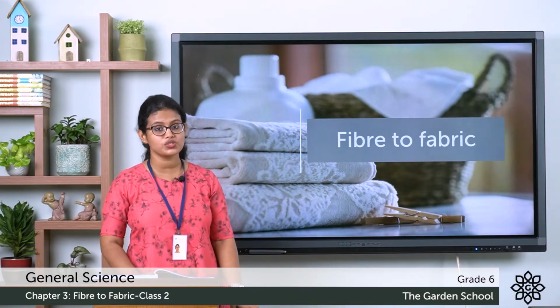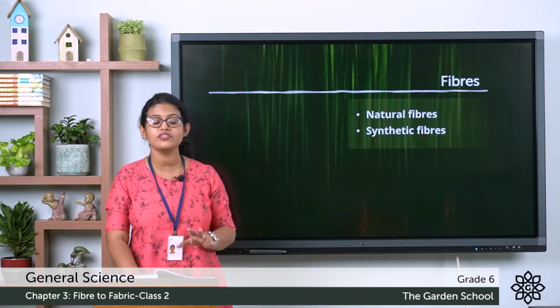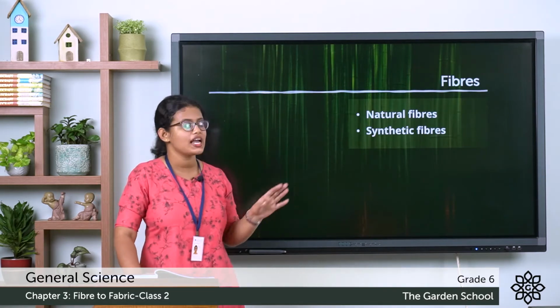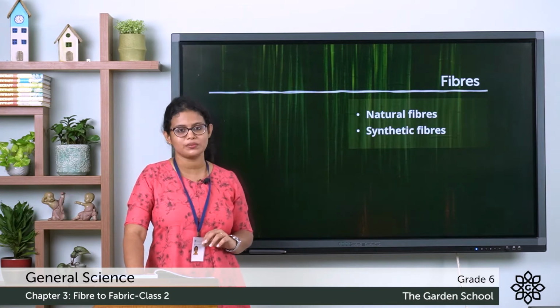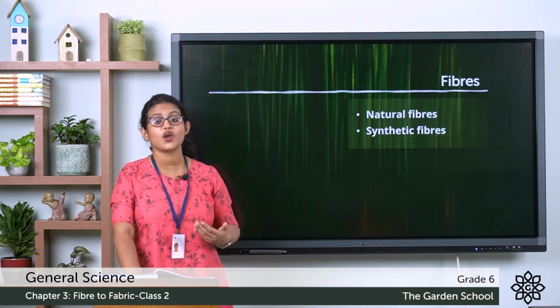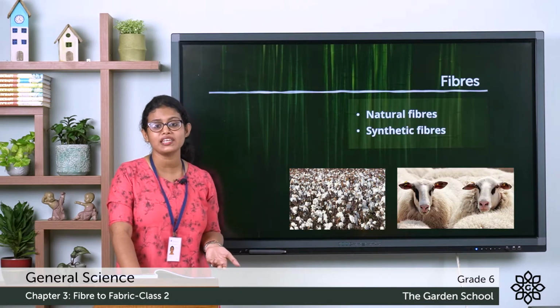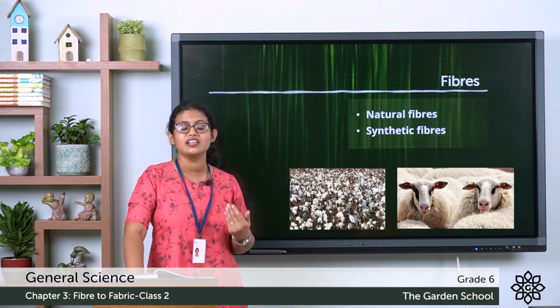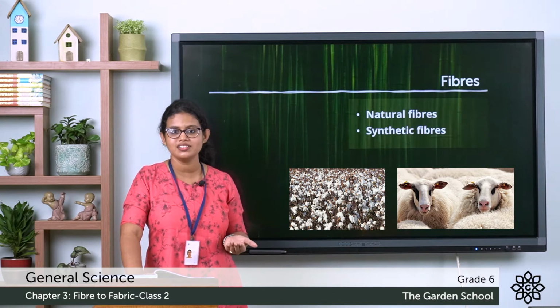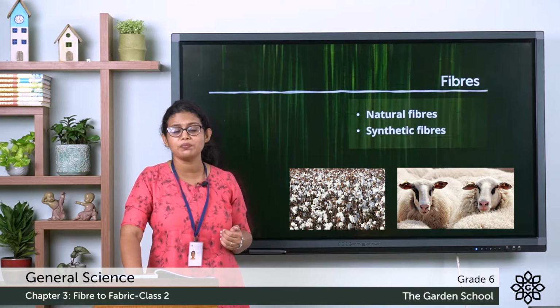So based on sources, we can classify fibers as two, which are they? Natural fibers and synthetic fibers. So what are natural fibers? Fibers that are obtained from plants or animals, we call it as natural fibers. So example, cotton, wool, all these are examples for natural fibers.